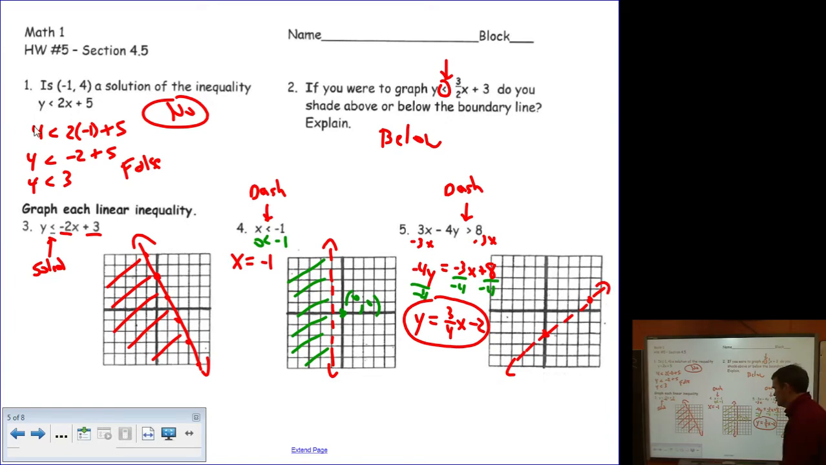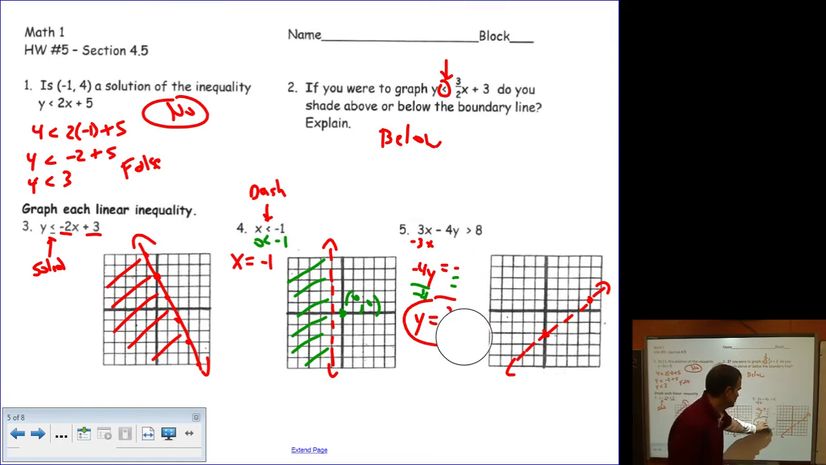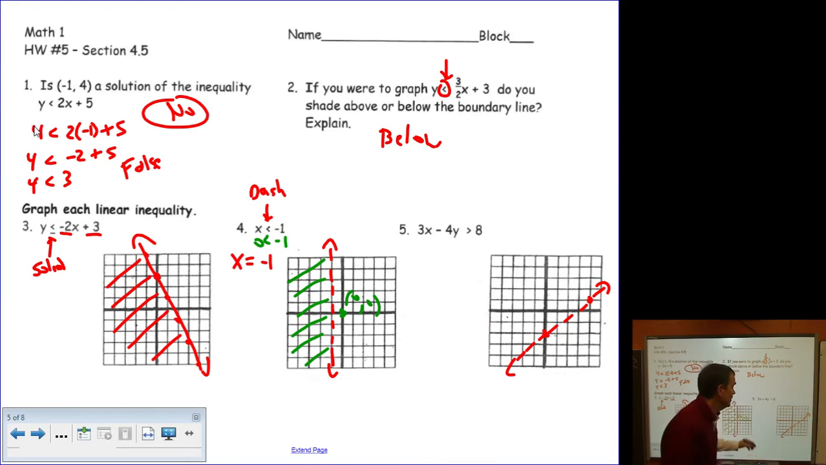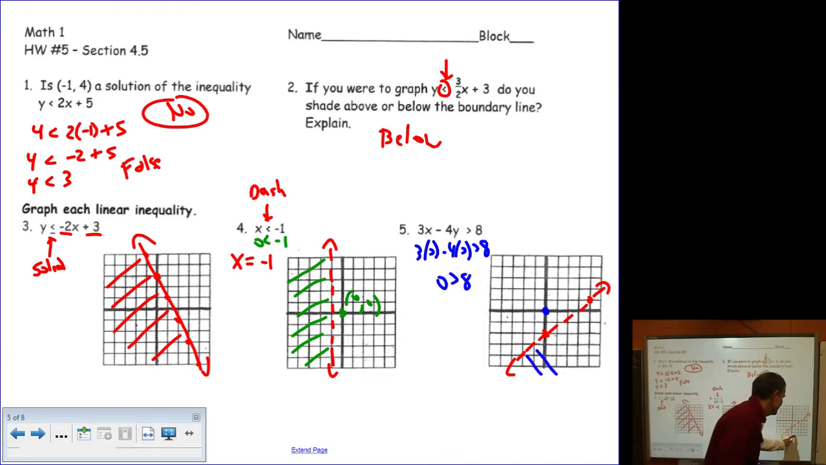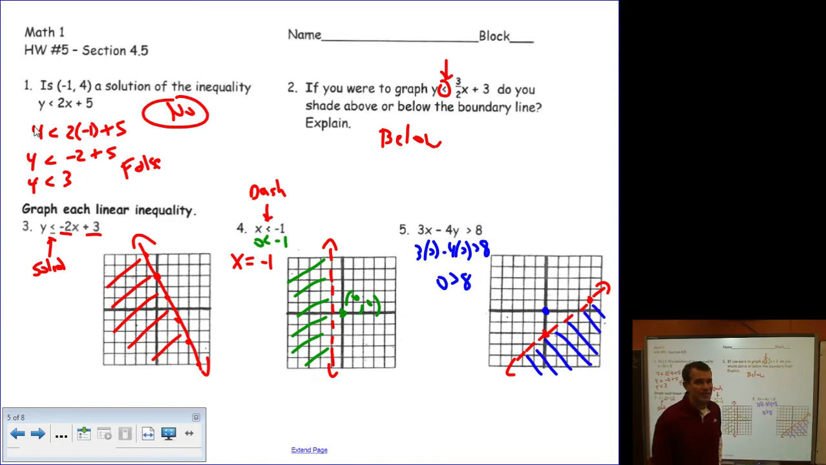And then I need to shade. Lots of people get this one shaded incorrectly. There are 2 ways you could shade it. One, you could pick a point, like I could pick the point 0, 0. And say 3 times 0 minus 4 times 0 is greater than 8. That'd be 0 is greater than 8, which is false. So I'd be shading below the line. 0 is on the wrong side of the line.